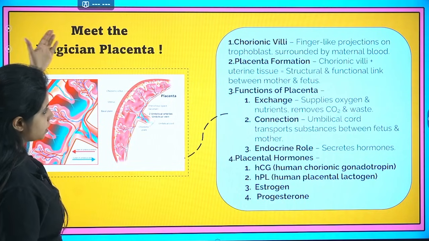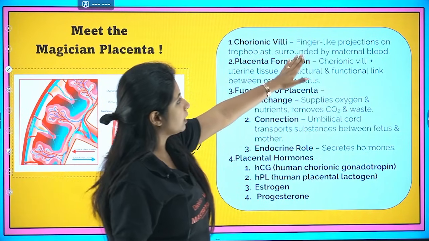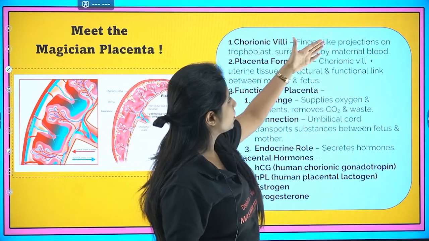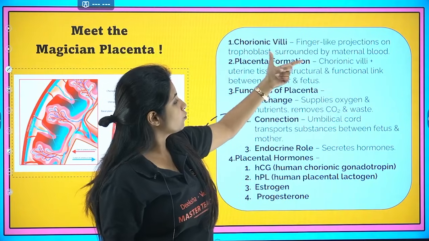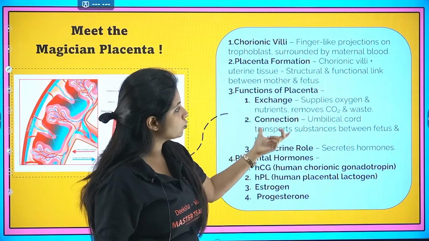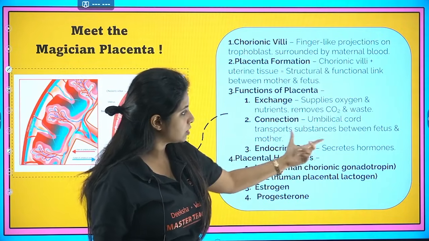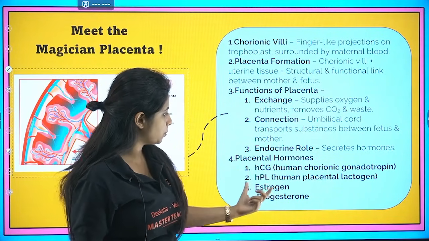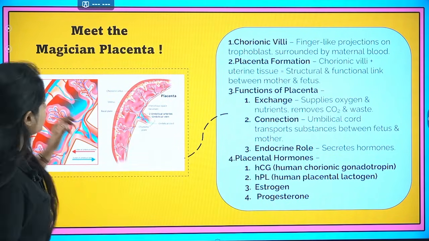Now, all about the placenta, we discussed it. Chorionic villi are finger-like projections on the trophoblast surrounded by maternal blood. The placenta is formed by chorionic villi plus the uterine tissue. Its function is to exchange and also to connect. The endocrine role is secretion of hormones: hCG, HPL, estrogen and progesterone. We discussed that already.